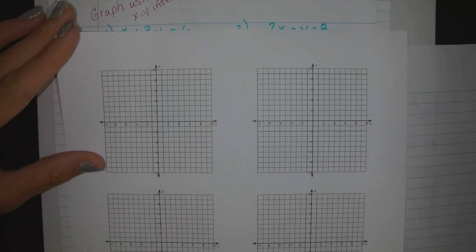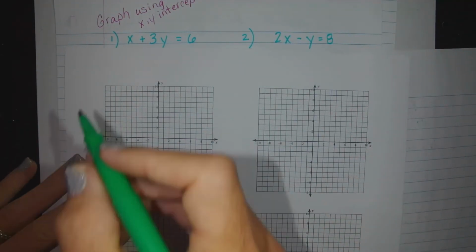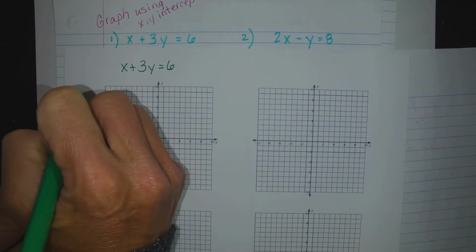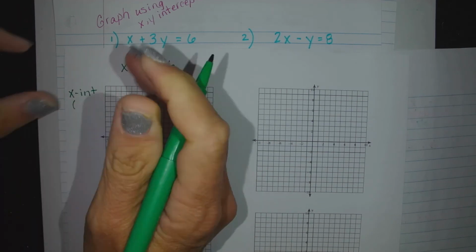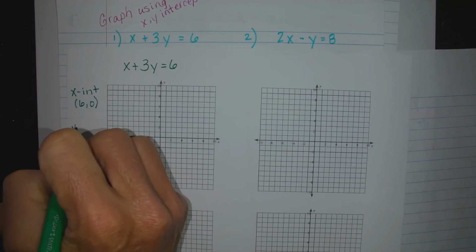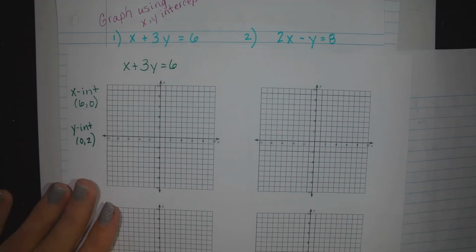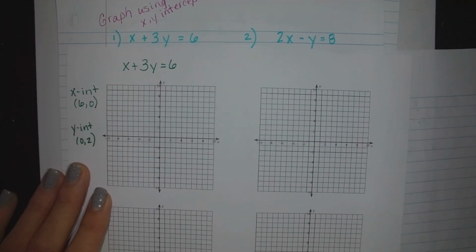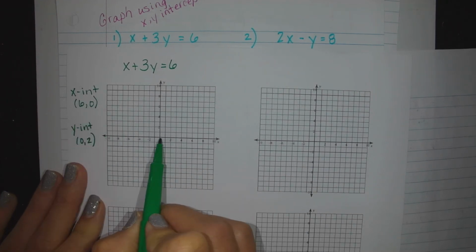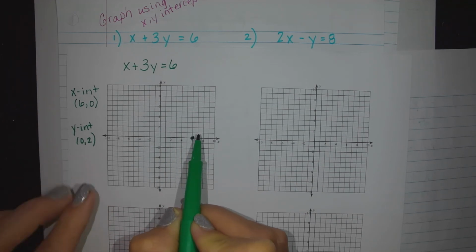Here's my graph. Here is x plus 3y equals 6. X-intercept, which is 6, 0. Y-intercept, which is 0, 2. So I'm going to graph these 2 points. If you forgot how to graph, you might want to watch. X and Y, starting at my origin, I'm going to go to 6, and there's my point, because Y is 0.